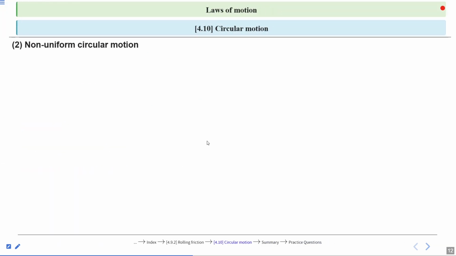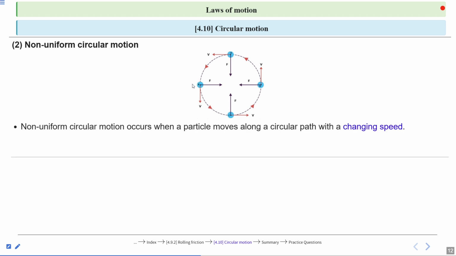So the second type of motion is non-uniform circular motion. Let's see. Non-uniform circular motion occurs when a particle moves along a circular path with a changing speed. So we have a circular path. Look at here. The speed of the particle changes at every point in non-uniform circular motion.